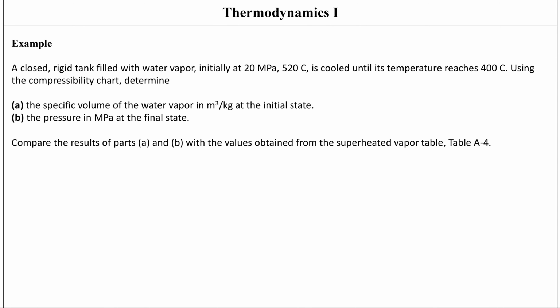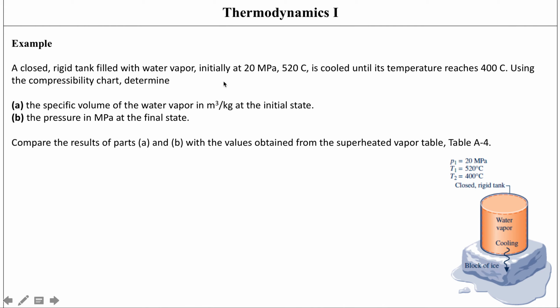Let's say we've got a tank that is filled with water vapor. You've got the initial pressure, initial temperature, and it's being cooled. So heat is being extracted out of it until the temperature has lowered down to 400 degrees Celsius. And you have to use the compressibility chart to find out not only the specific volume of the water vapor, but also the pressure at the final state.